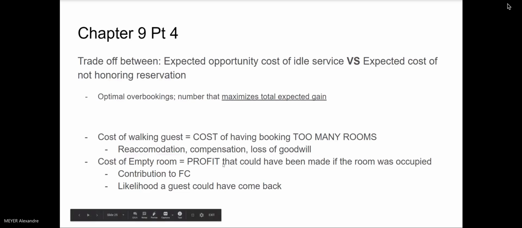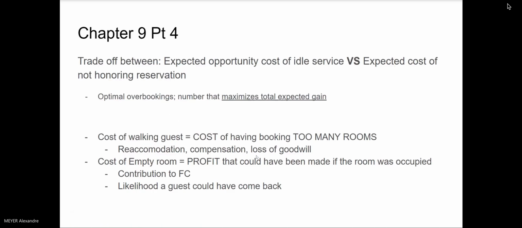In terms of formulas, well, the cost of walking a guest is essentially the cost of having too many rooms booked. Right? So this is where you have to turn away a guest. If you have 105 rooms booked for 100 rooms only, well, you have to look at the cost of walking them. It includes reaccommodation, compensation, and eventually there's the loss of goodwill, right? Loss of goodwill is a long-term thing. It's not monetary, but you may lose a potential customer, right?